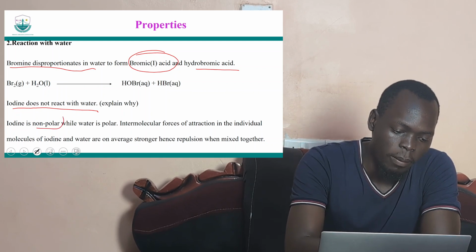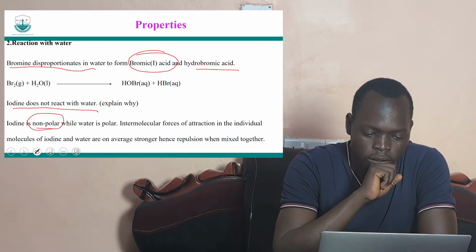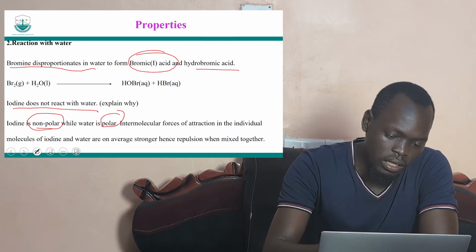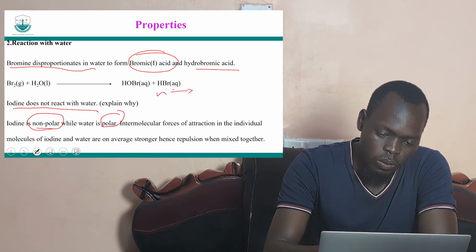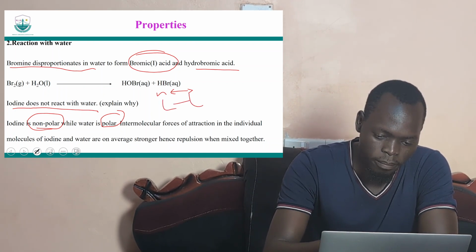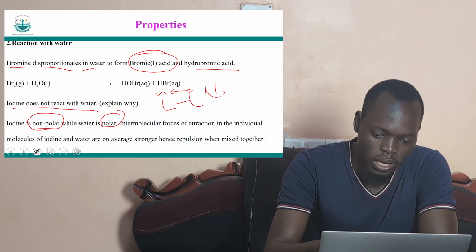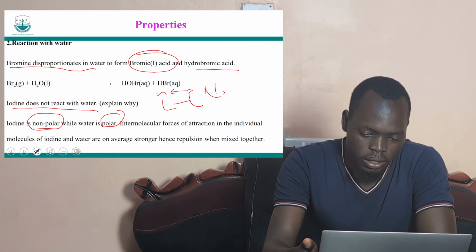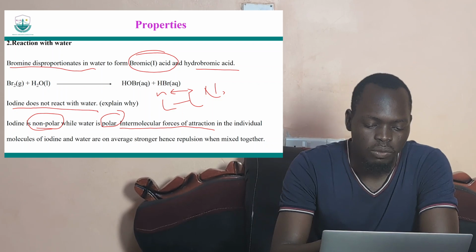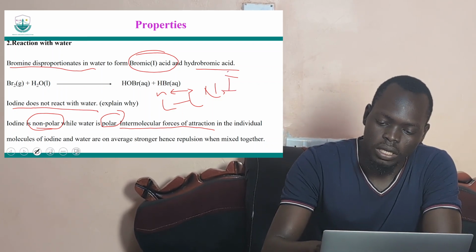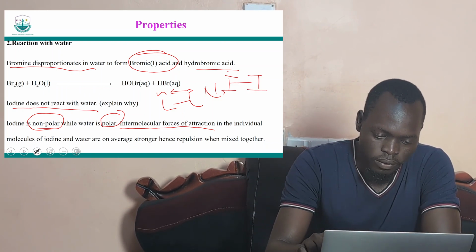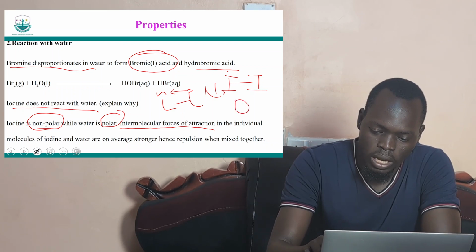One, iodine is non-polar, while water itself is polar. So we are seeing two different characteristics, polar and non-polar, just like the principle of dissolution, which is that like dissolves in like, meaning non-polar dissolves in non-polar and polar dissolves in polar. But a further explanation is the intermolecular forces of attraction in these individual molecules of iodine.